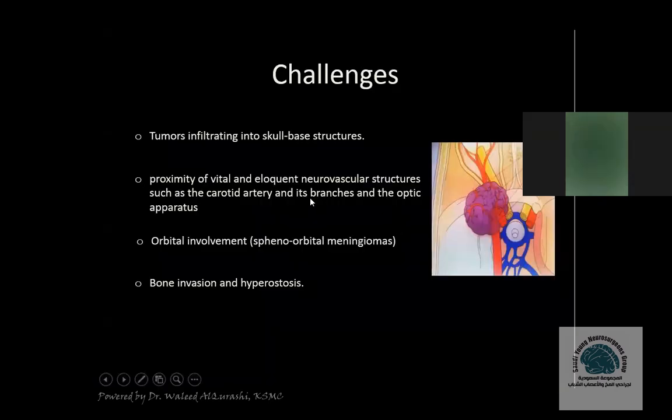What is the challenge for sphenoid meningioma? Because of its location in the skull base, it will infiltrate into major vasculature like the ICA, the optic apparatus, the cavernous sinus, and the superior orbital fissure. All cranial nerves are nearby the tumor, and the orbital involvement also makes dissection difficult and achieving gross total resection. And also the nature of meningioma in terms of bone invasion and hyperostosis.